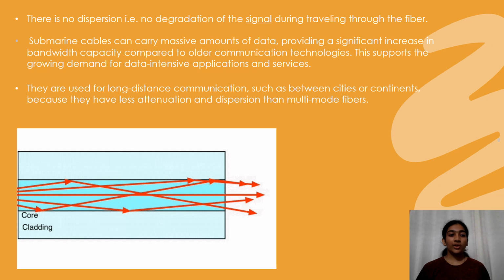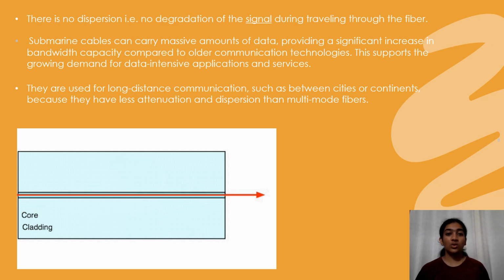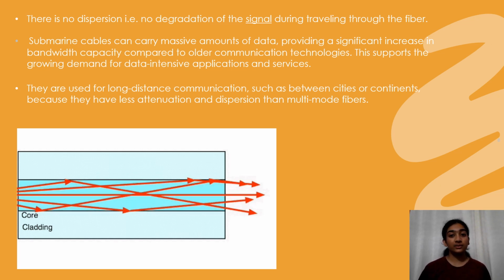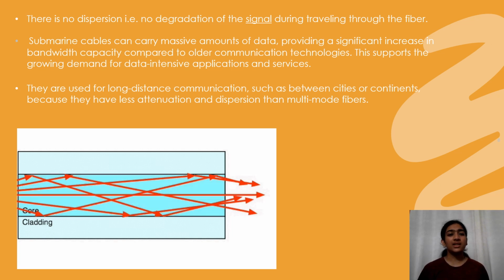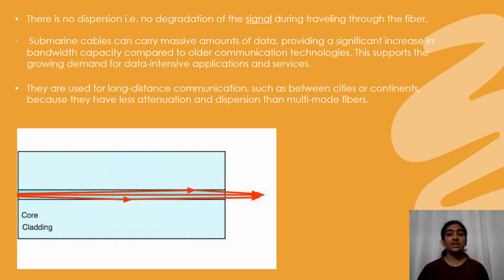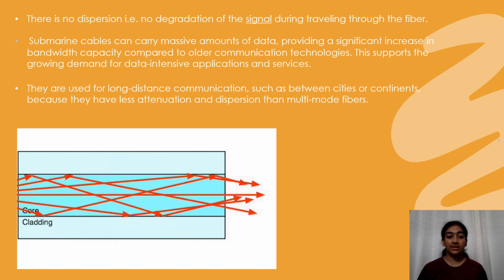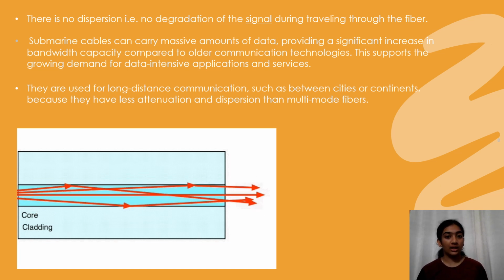So talking about advantage, there is no dispersion, that is, there is no loss of quality of the electronic signal while traveling through the fiber, and submarine cables can carry massive amounts of data, providing a significant increase in the bandwidth capacity compared to older communication technologies.